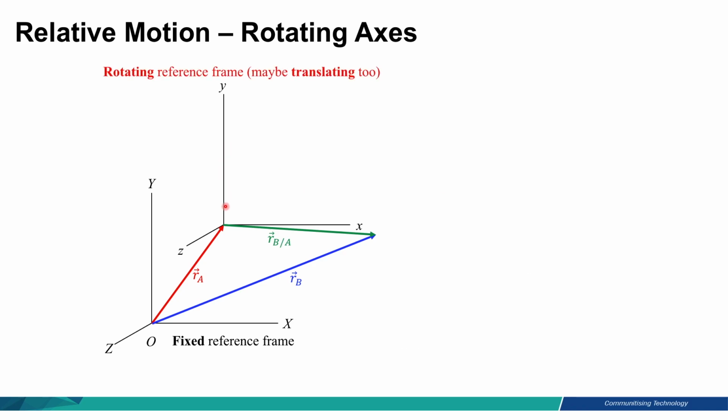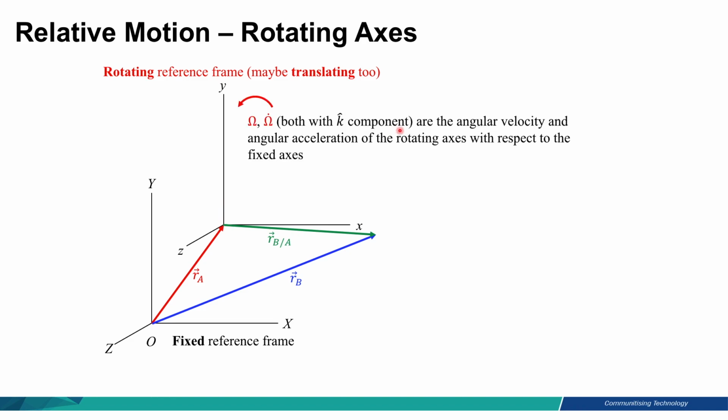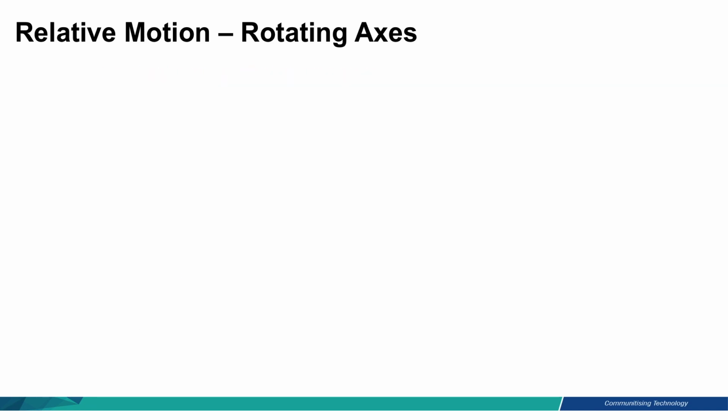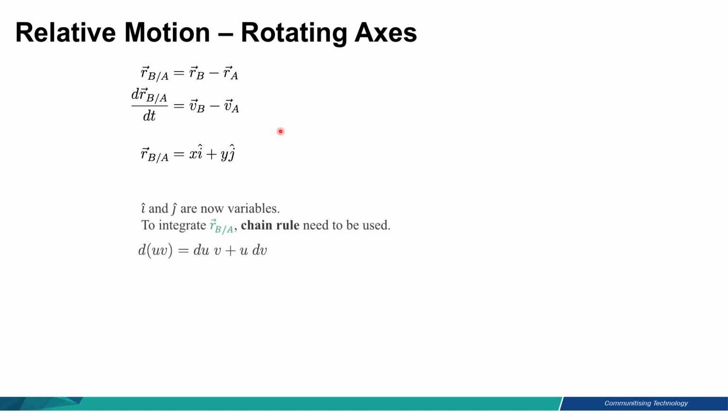Now, if this reference frame is rotating, the angular velocity and angular acceleration of the rotating axis with respect to the fixed axis is denoted by capital omega and also capital omega dot. Now, we take the same equations that we have derived previously. RB/A is equal to xi plus yj. This is normally what we have when we calculate the position vector of point B with respect to point A.